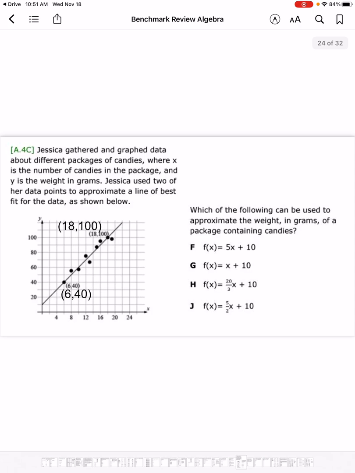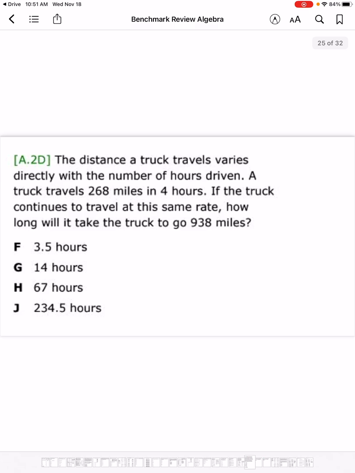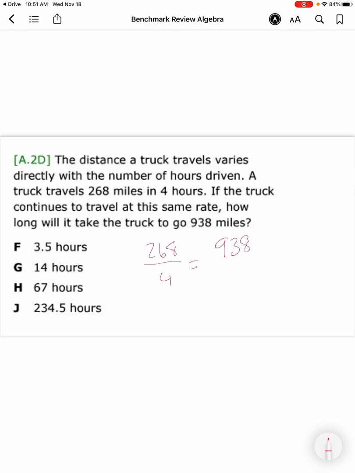Okay, again, we're finding slope. It's a scatter plot, but they've given us 2 ordered pairs, so we want to find the slope, y2 minus y1 over x2 minus x1. Okay, direct variation. Direct variation means a proportional equation. So it's 268 miles in 4 hours equals 938 miles in x hours. You can cross multiply 938 times 4, and that's going to equal 268x, and it's terrible to put an x there. It should be a dot. You find that answer and you divide by 268. So cross multiply and then divide.